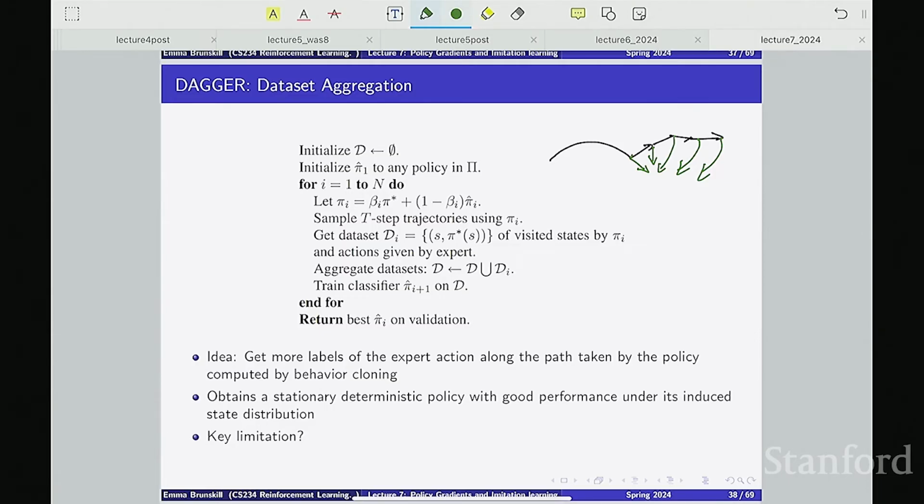That's why it's called Dagger. So we're aggregating the data sets of the old data we had and the new data that we just got from our expert. We then do behavior cloning again on our new data set, which now includes more of the states in the environment. And then we repeat.